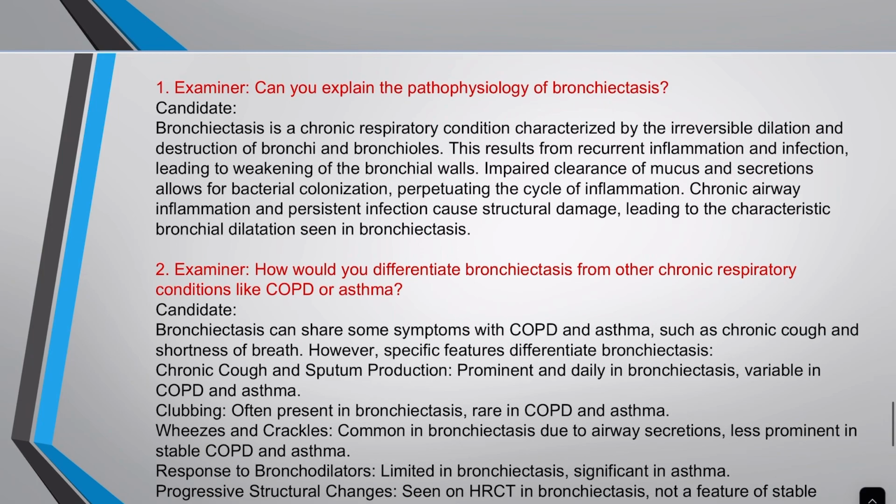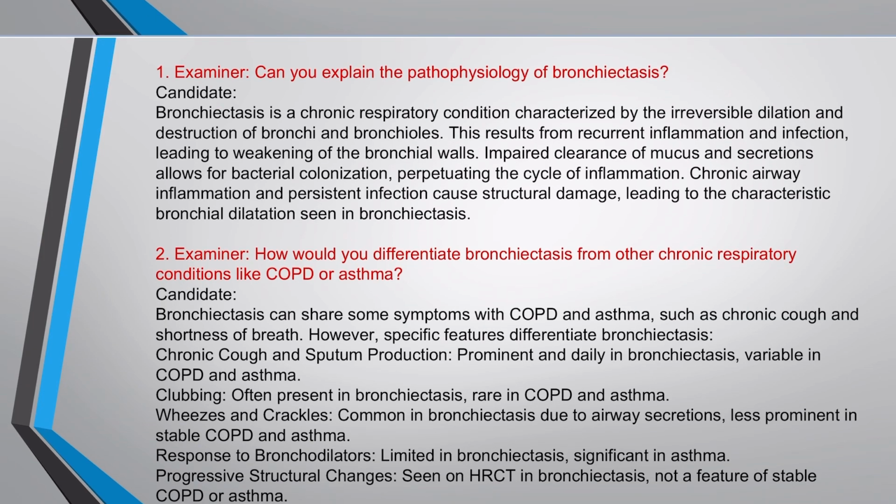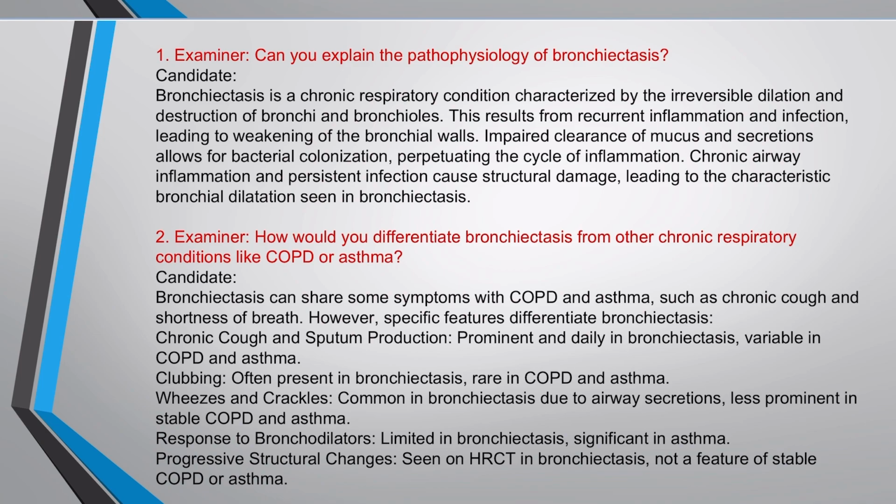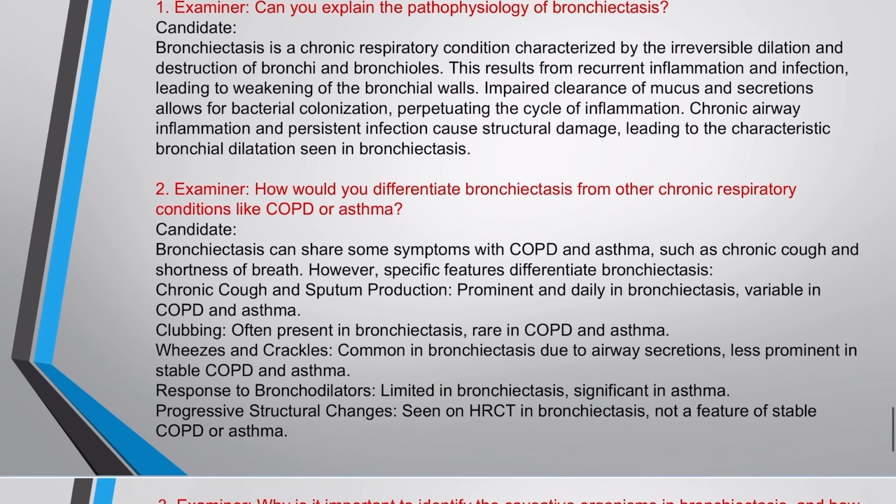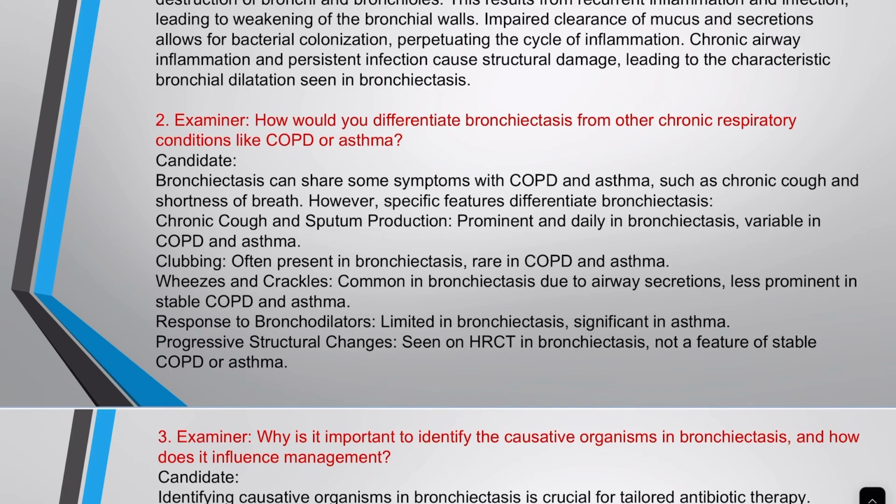Some of the questions which the examiner may ask: can you explain the pathophysiology of bronchiectasis? So one of the answers is, bronchiectasis is a chronic respiratory condition characterized by irreversible dilation and destruction of bronchi and bronchioles. This results from recurrent inflammation and infection leading to weakening of the bronchial walls. Impaired clearance of mucus and secretions allows for bacterial colonization, perpetuating the cycle of inflammation. Chronic airway inflammation and persistent infection cause structural damage leading to the characteristic bronchial dilation seen in bronchiectasis.